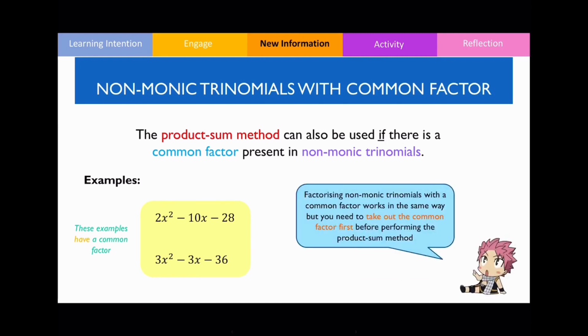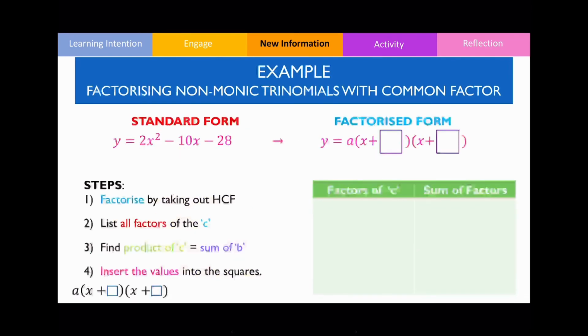Factorizing non-monic trinomials with a common factor works pretty much the exact same way as what we've done beforehand. But before we do the product-sum method, you first have to take out the common factor before you apply the actual method. So I'm going to go through an example with you.